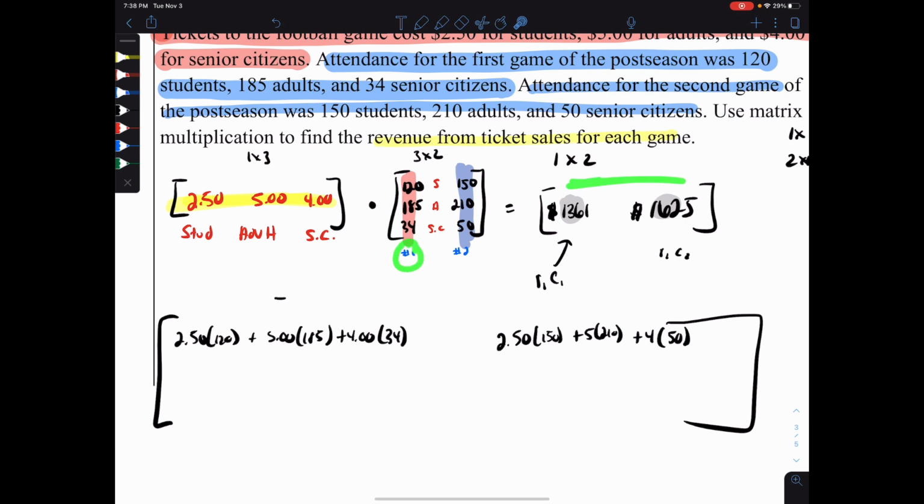So then again, we know that we have 2 games. We listed game number 1 first and game number 2 second. And if we needed to label this as game number 1 and game number 2, for the first game, our total revenue was $1,361. And for our second game, the total revenue was $1,625.